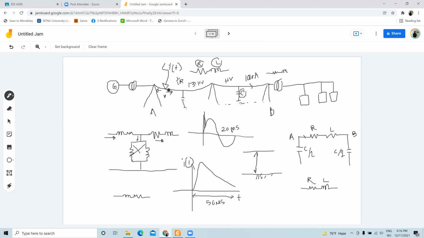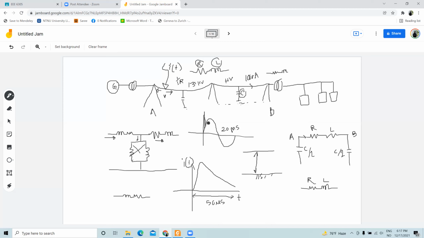I mean the physical distance from point A to point B, if this is several hundred kilometers, and the wavelength is shorter than this whole distance, then you cannot use Kirchhoff's voltage law. In case of a 50 hertz system, the wavelength is very long, so you can use Kirchhoff's voltage law when analyzing 50 hertz.